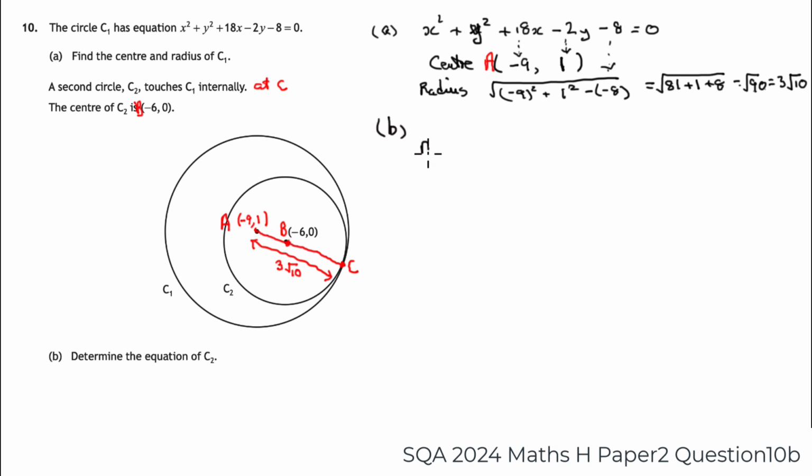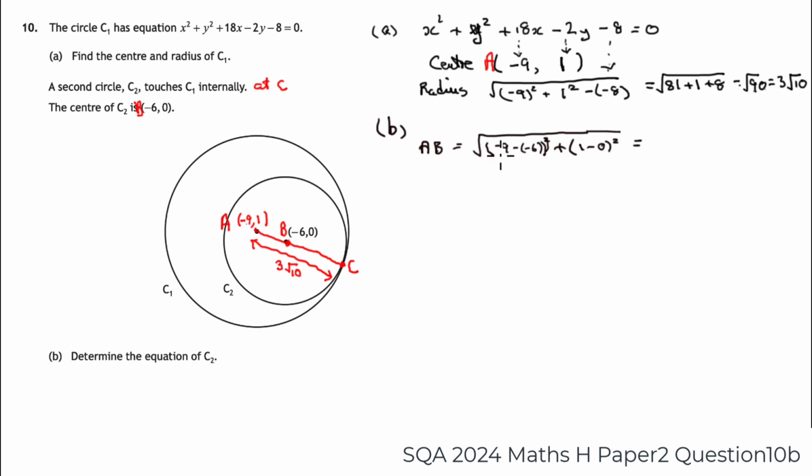AB, we'll use the distance formula. That's the square root of the x-coordinate difference squared. That's -9 minus -6 squared. That's the x difference squared. Plus the y-coordinate difference squared. That's 1 minus 0.